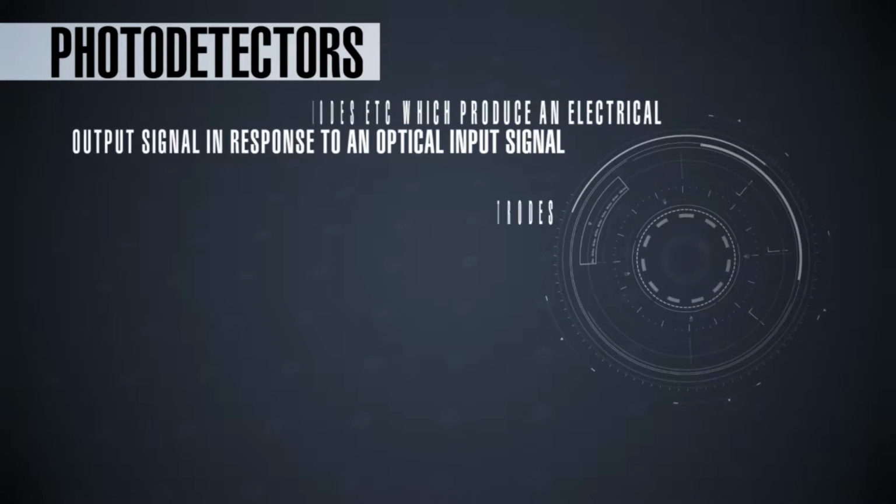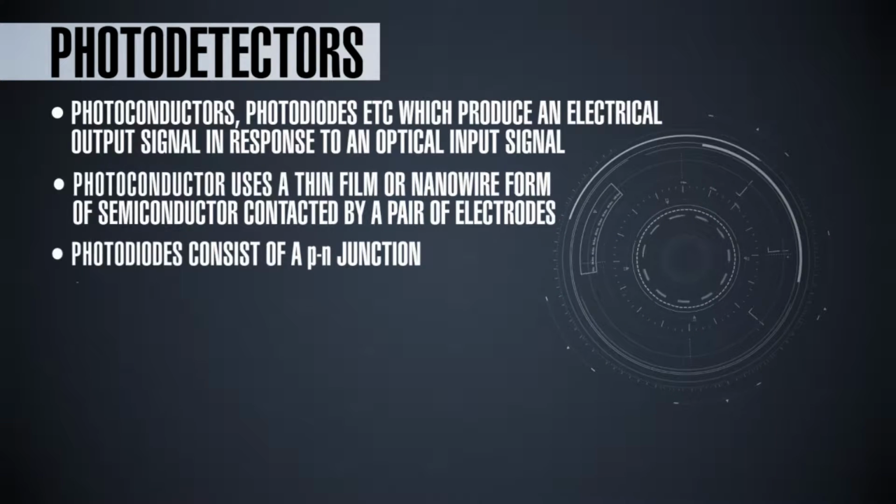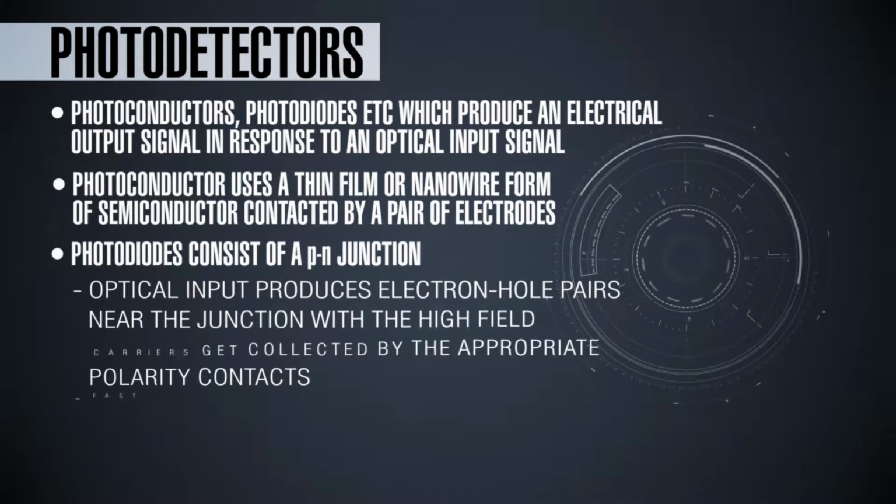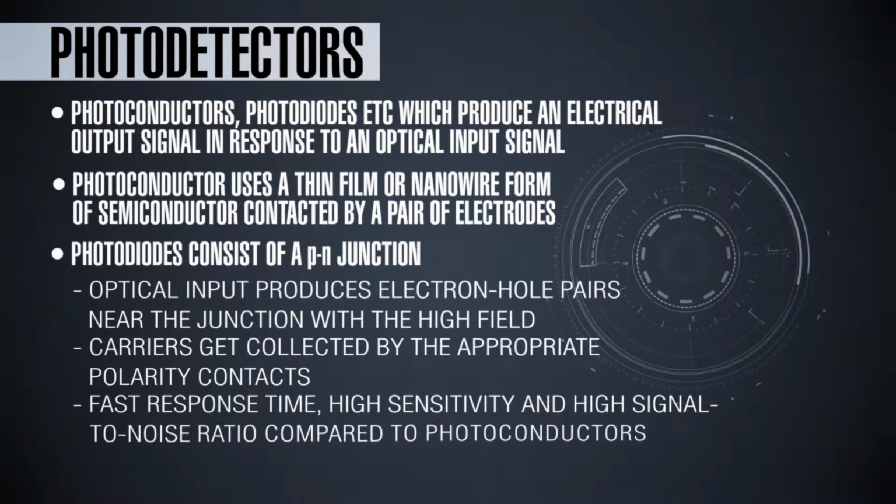The next set of applications include photodetectors, photoconductors, and photodiodes. They produce an electrical output signal in response to an optical input signal. The photoconductors use a thin film, or you can use a nanowire form of the semiconductor. Essentially, whether you use a thin film or nanowire doesn't matter. Both of them are contacted by a pair of electrodes.